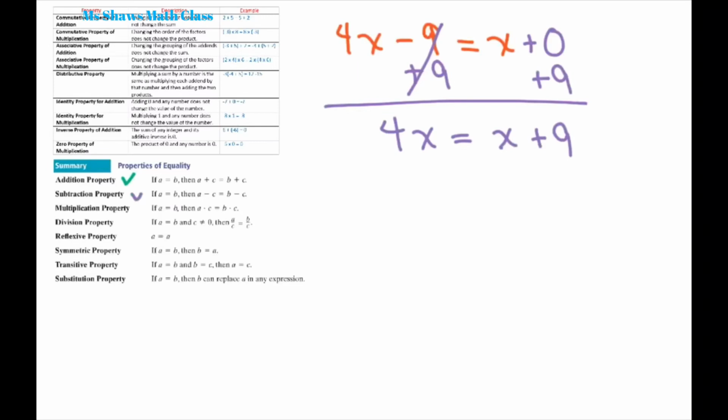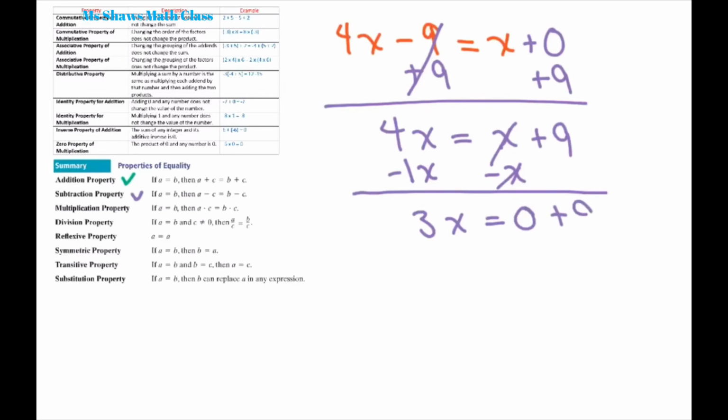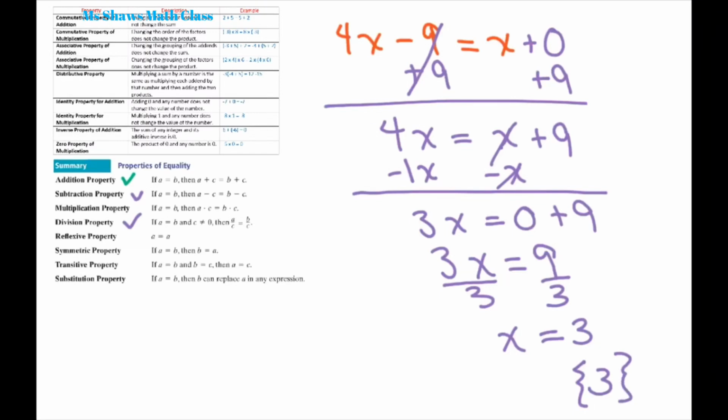Now we're going to use our subtraction property and subtract x from both sides. When you do that, you get 4x minus 1x is 3x. x minus x is just 0, so we don't need to put that, or you can put 0 plus 9. So this is going to be 3x equals 9. Then we're going to use our division property of equality. Divide both sides by 3. So we have x equals 3. That means our solution set is 3, if it checks out.